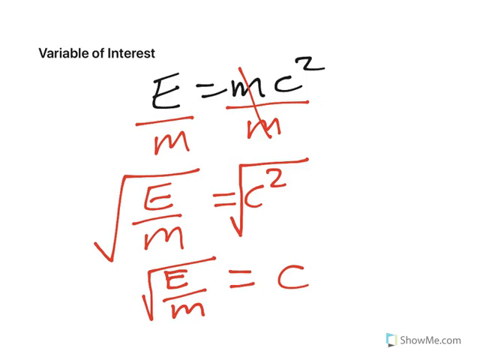So anytime you're looking for a variable of interest, figure out what that variable is you're looking for, and then just use the properties of equality, whether you're adding, subtracting, multiplying, or dividing, just to get rid of all the other terms so that you get the variable of interest all by itself. And that's how you do that.